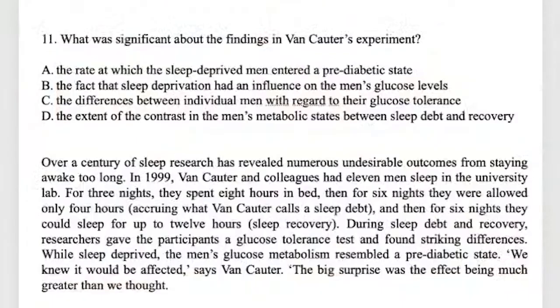Question 11. What was significant about the findings in Van Cauter's experiment? The rate at which the sleep-deprived men entered a pre-diabetic state. The fact that sleep deprivation had an influence on the men's glucose levels. The differences between individual men with regard to their glucose tolerance. The extent of the contrast in the men's metabolic states between sleep debt and recovery.